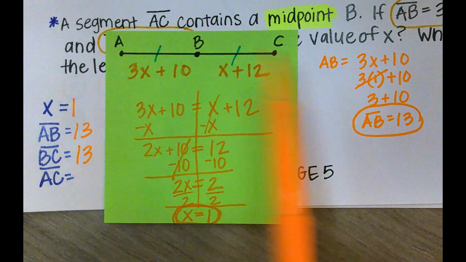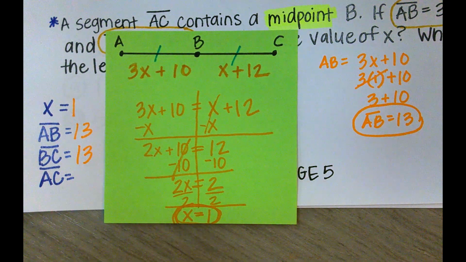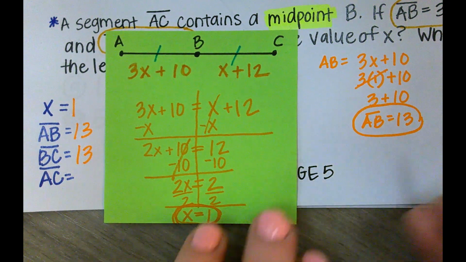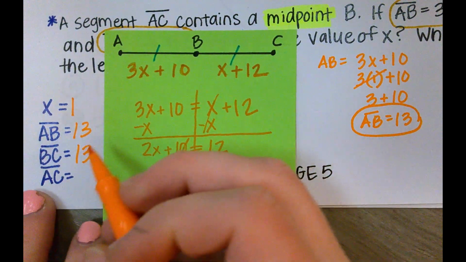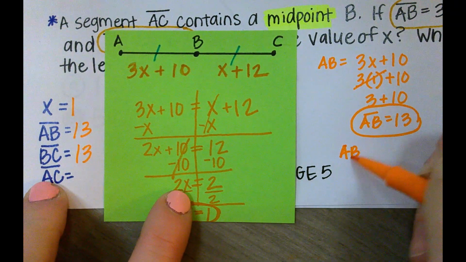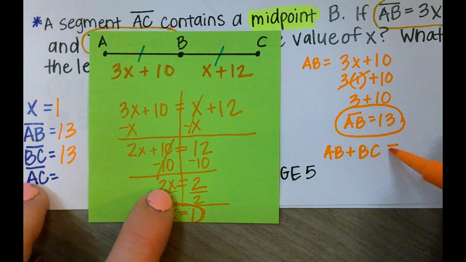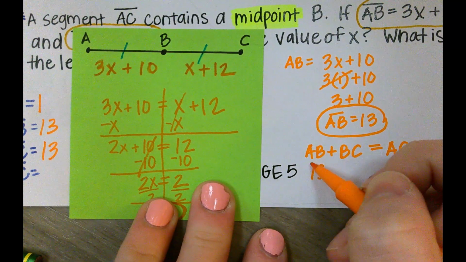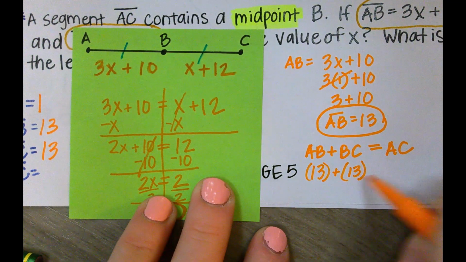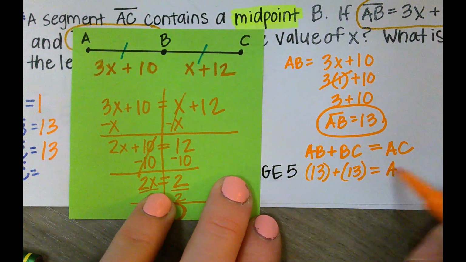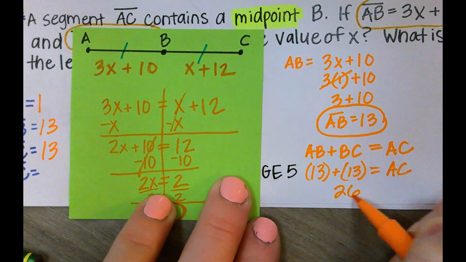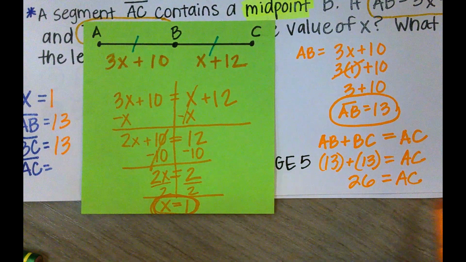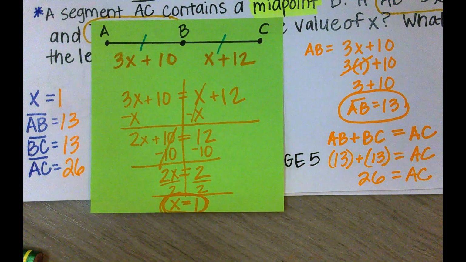So AC is 26. Yes, AC is the whole thing. AB plus BC is AC. So 13 plus 13 is 26. We see how we got that? So AB plus BC equals AC. We're wanting an equation: AB is 13 plus BC is 13 equals AC, and that's 26. So that would be our answer. That's our bonus question. There we go, y'all.